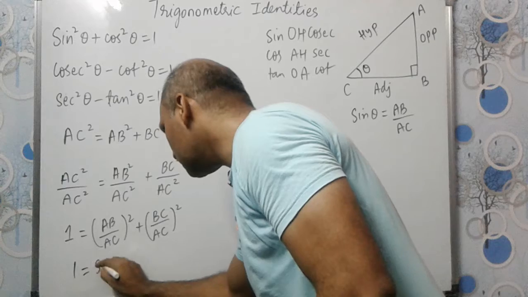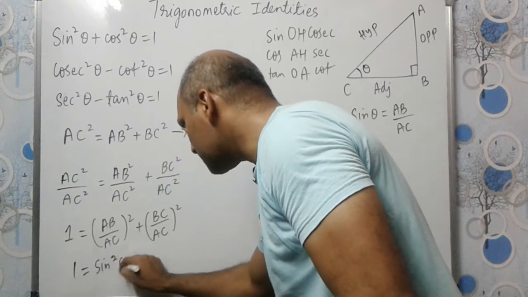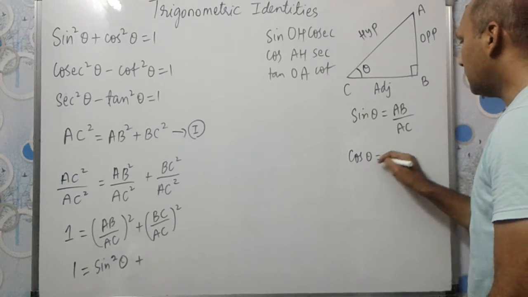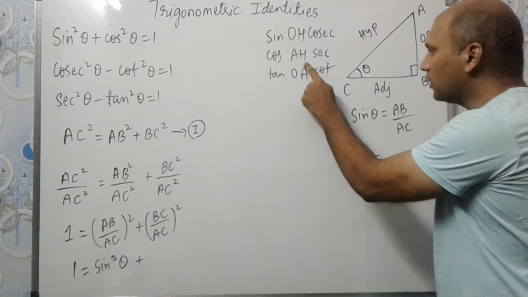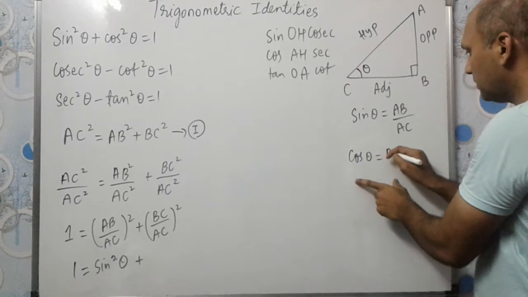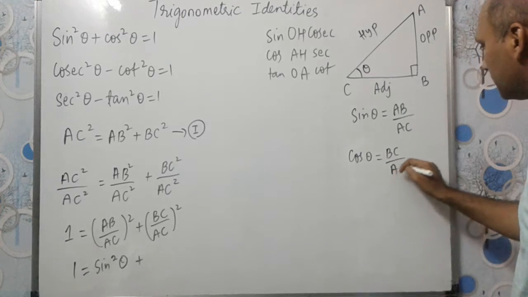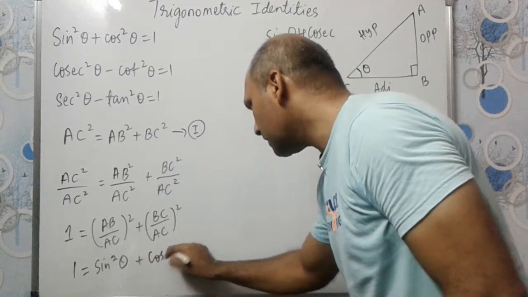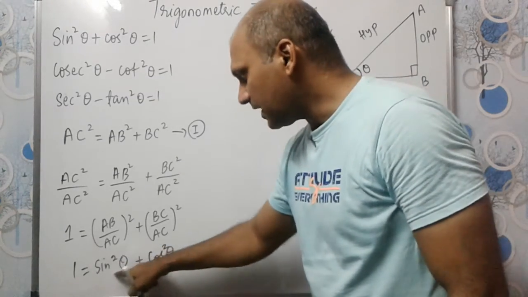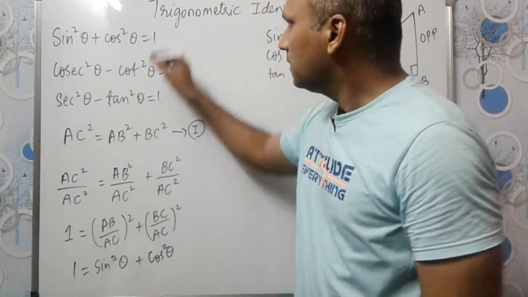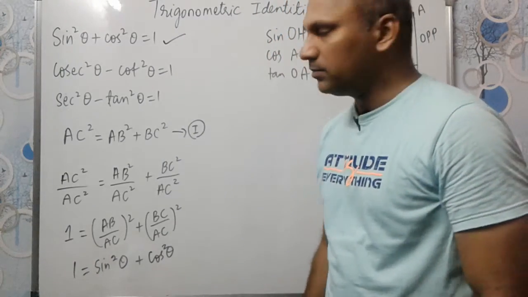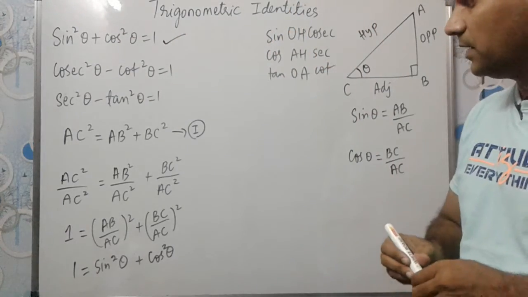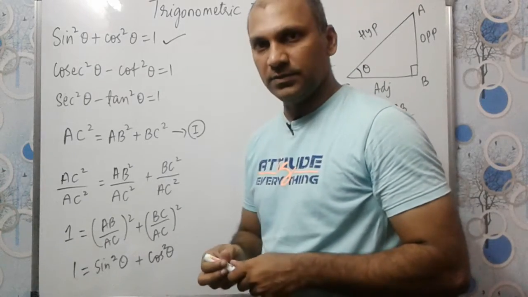So 1 is equal to sin square theta plus BC by AC whole square. What is BC by AC here? Let us find cos theta. Adjacent divided by hypotenuse. Adjacent is BC, hypotenuse is AC. So BC by AC is cos theta, but we have square, don't forget that. So we have sin square theta plus cos square theta is equal to 1. You can also write cos square theta plus sin square theta is equal to 1. So we have derived the first identity.